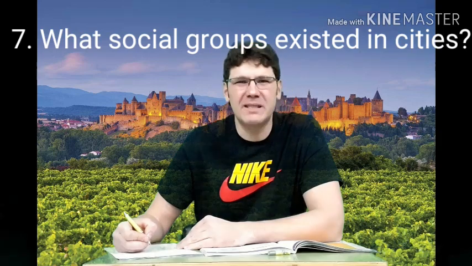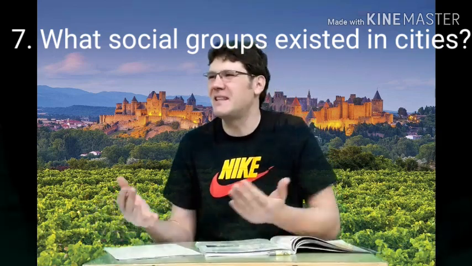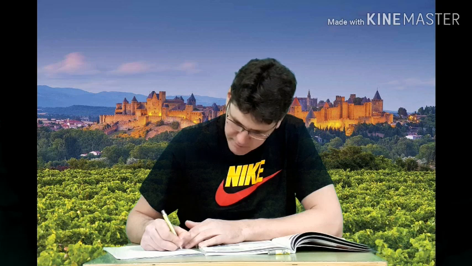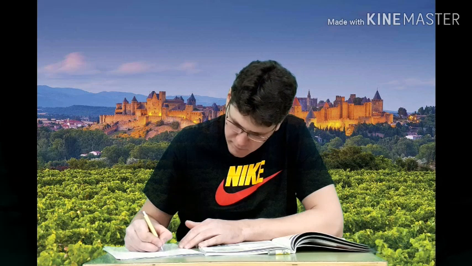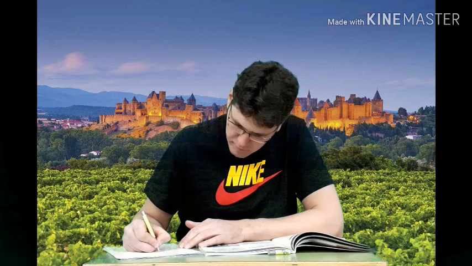Let's go with the next question. What social groups existed in cities? Who lived in these cities at this time? Who knows who they were? Daniel, please. There were 3 social groups: the bourgeois, who were wealthy merchants and artisans. The second group was the modest merchants, artisans, house servants, and students. And the lowest group were those who were poor, unemployed, who had to steal or beg to get money.